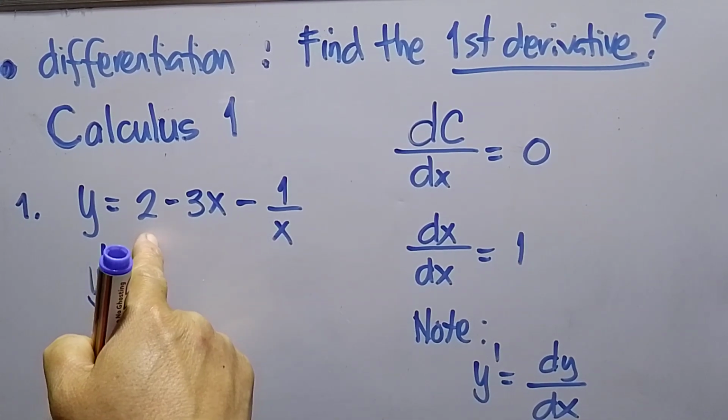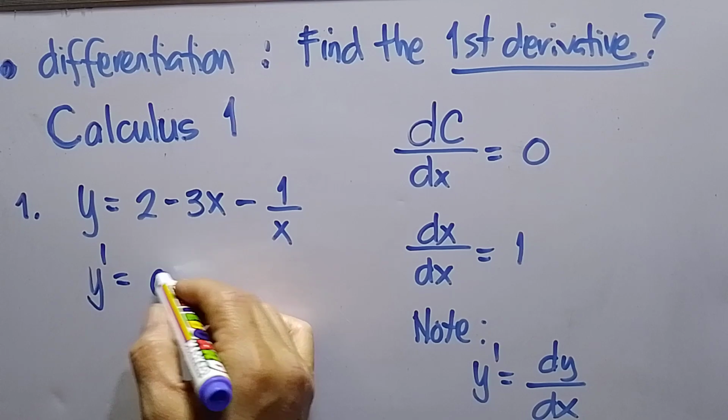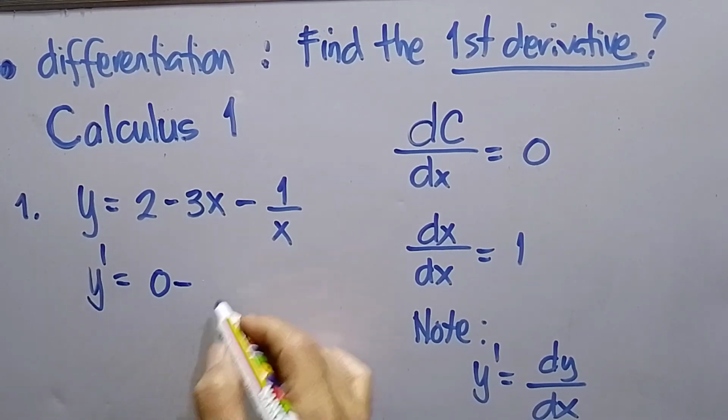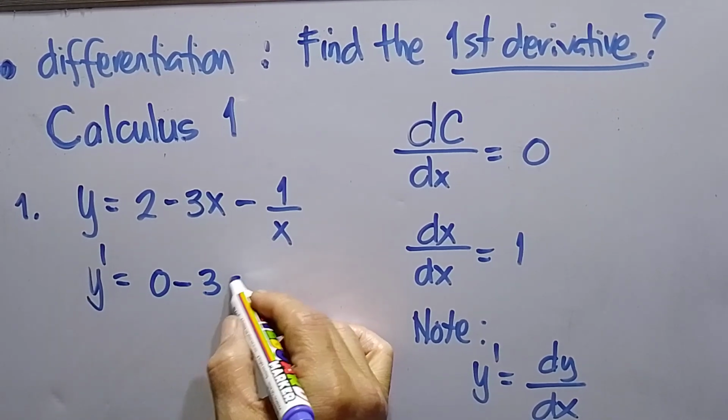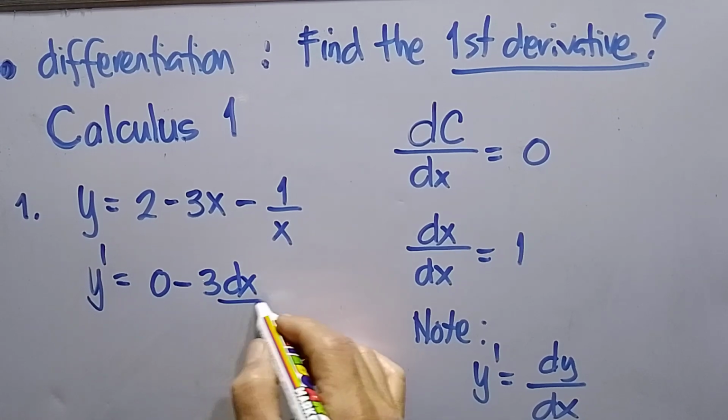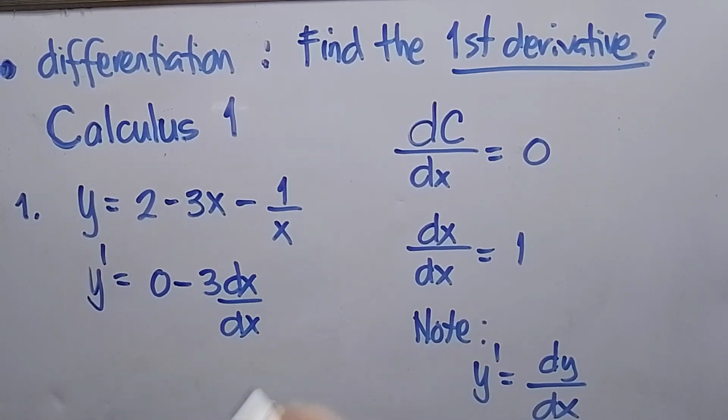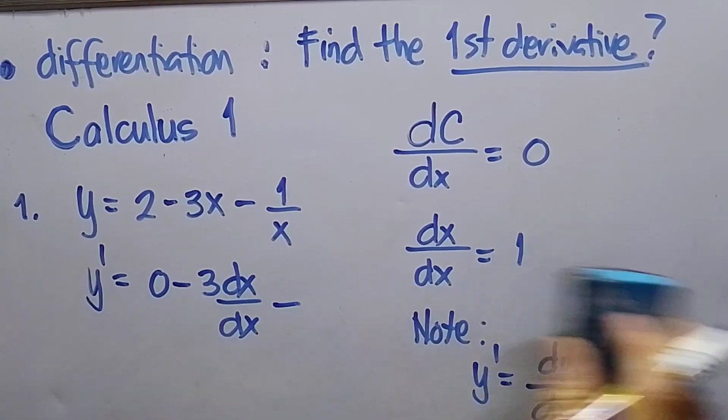Take note, this is constant. So this will be 0. And then this will be 3 dx over dx. And then this will be minus.